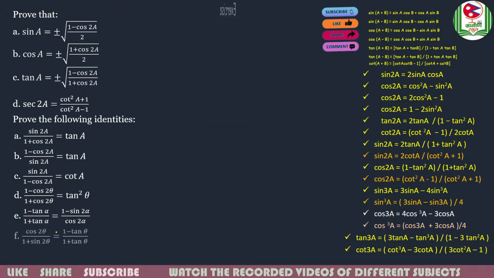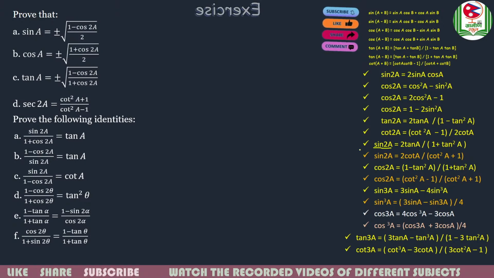So in F, we have to find out cos 2 theta upon 1 plus sin 2 theta is equal to 1 minus tan theta upon 1 plus tan theta. Here we can express cos 2 theta in terms of tan theta: we know cos 2 theta is 1 minus tan square theta divided by 1 plus tan square theta. You can use this formula also, and for 1 plus sin 2 theta, sin 2 theta can again be expressed in terms of tan theta. So you can use this formula.